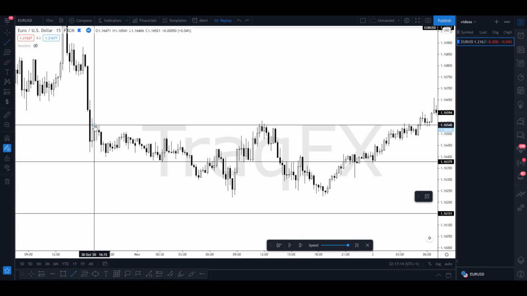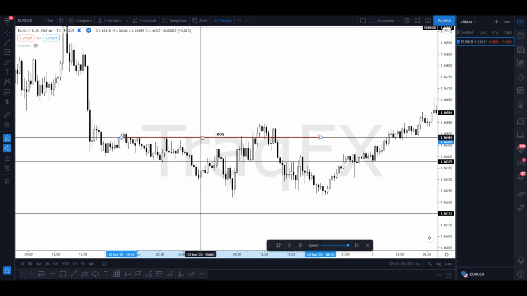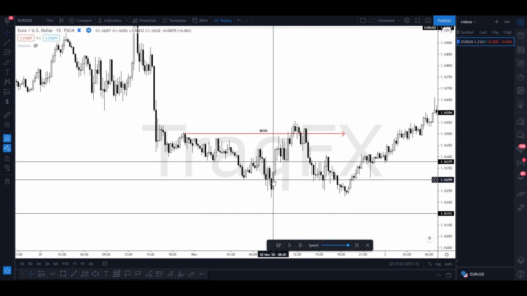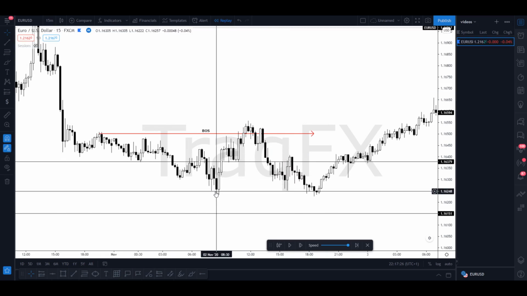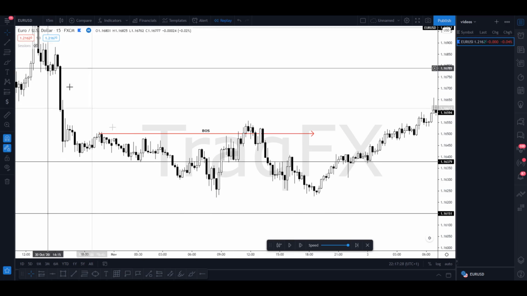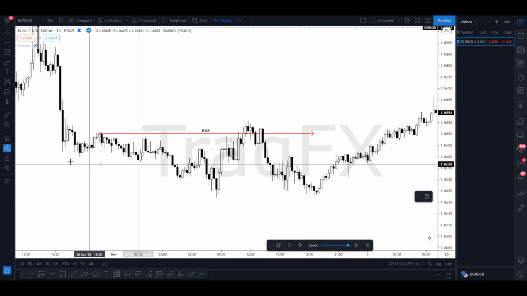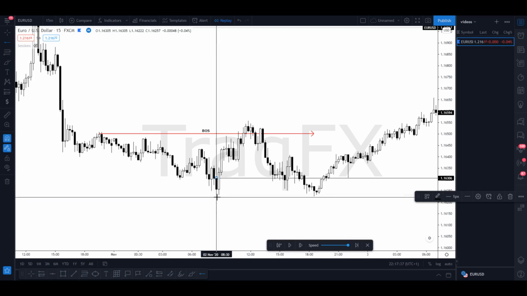So at this point I could say, okay, we have a proper break of structure of the highs. I could do it from here rather. We have a proper break of structure of the highs, and then we have an institutional candle that the market created that was the cause of that break of structure, and in this case it would be right over here. So what I would do now is I would change my area of focus from the 4-hour POI up to this 15-minute POI right over here.